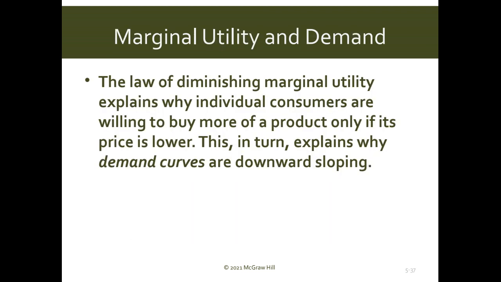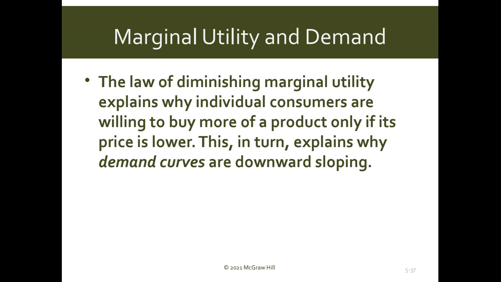Now we are going to discuss the third objective, the relationship between marginal utility and demand. Remember, in chapter 2 we talked about why the demand curve slopes downward, and there were two reasons: the substitution effect and the income effect. Now I'm going to give you another reason why consumers buy more when prices are lower.